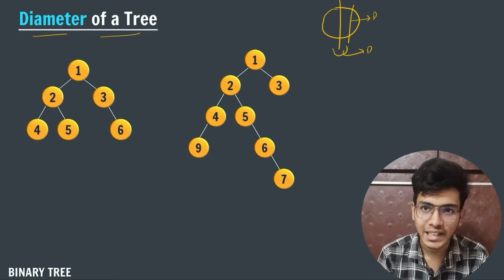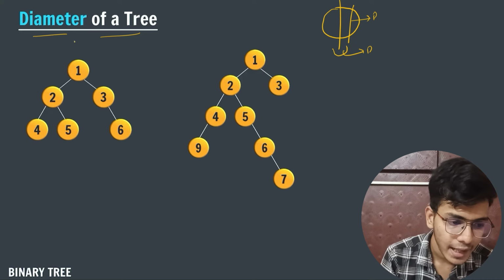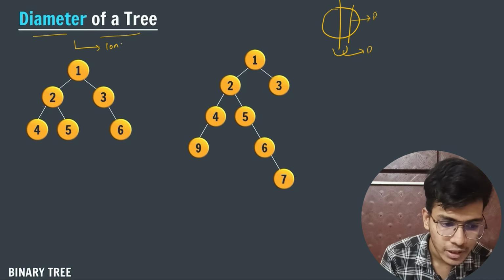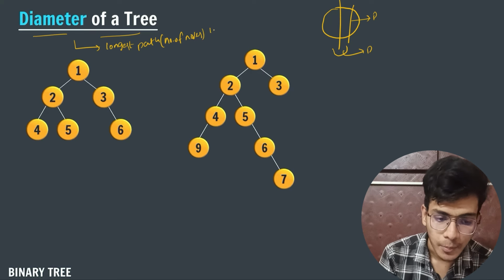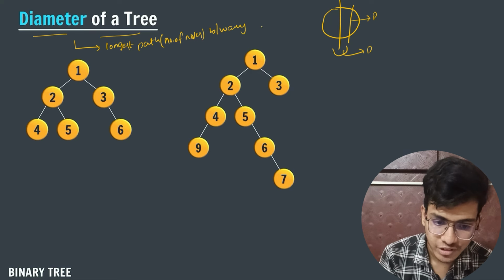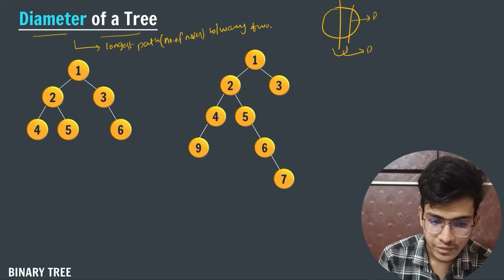Similarly, in trees, diameter is defined as the longest path, and this longest path is nothing but the number of nodes between any two leaves. This is known as the diameter of a tree.